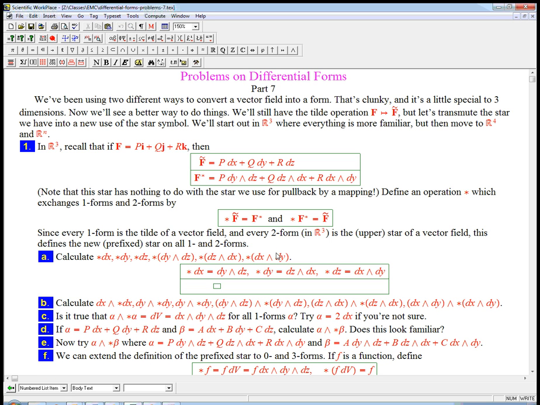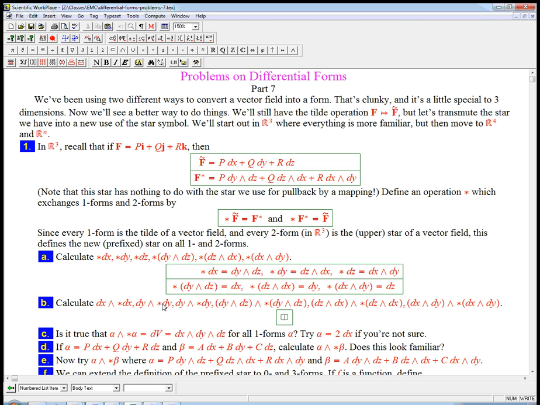Okay, what about star of the two forms? Well, that just translates back. Again, that's going to be a little trickier in the higher dimensions, but for this case, we just take dy wedge dz and we translate it back into a dx. And then star of dz wedge dx is just going to be dy. And then star of dx wedge dy is just going to go back to dz.